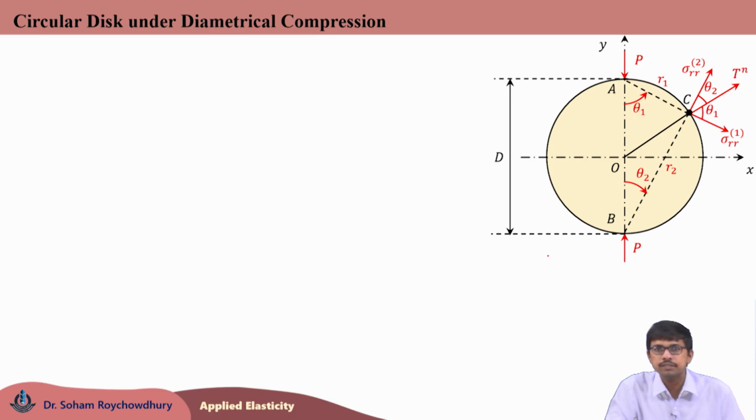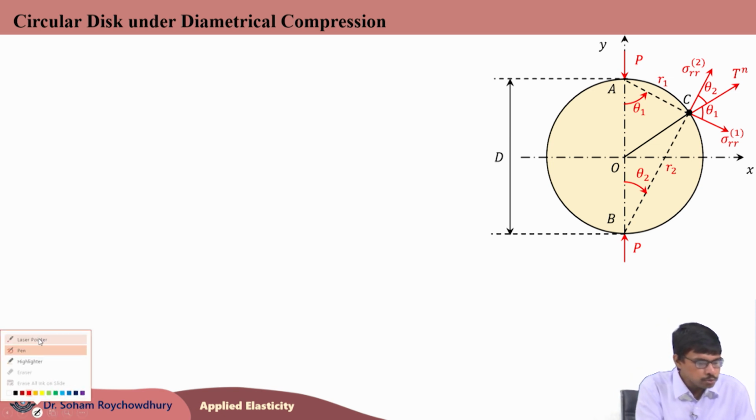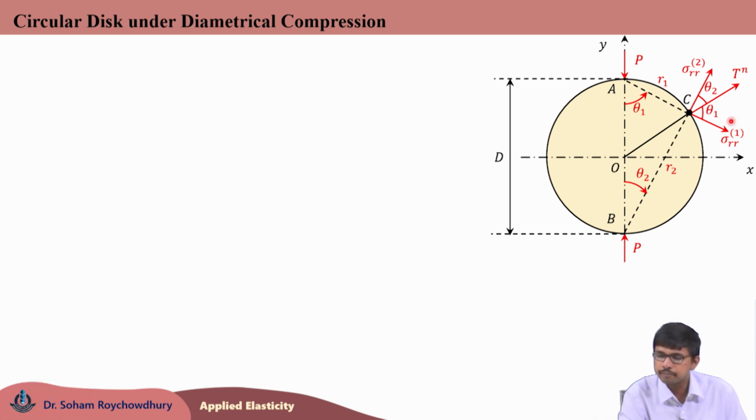For the first Flamant solution, load being applied at point A, the radial stress would be sigma RR1, which is acting at point C along the A to C line, along the R1 line, whereas due to the second load P applied at point B, sigma RR2 is acting along the BC or along the R2 direction.